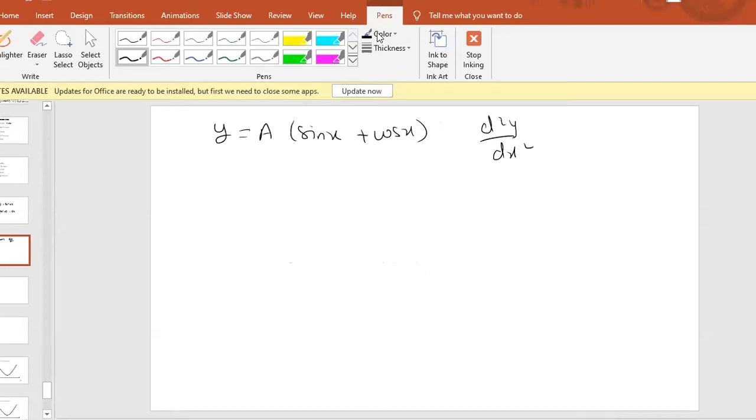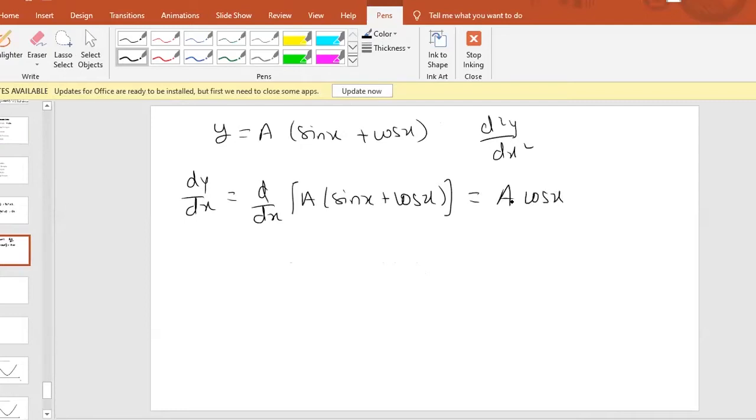So differentiate this, dy by dx. That would be equal to what? d by dx of a bracket sin x plus cos x. The differentiation of sin x is cos x, so a cos x, and differentiation of cos x is minus sin x, so a minus sin x. So dy by dx equal to a cos x minus a sin x.